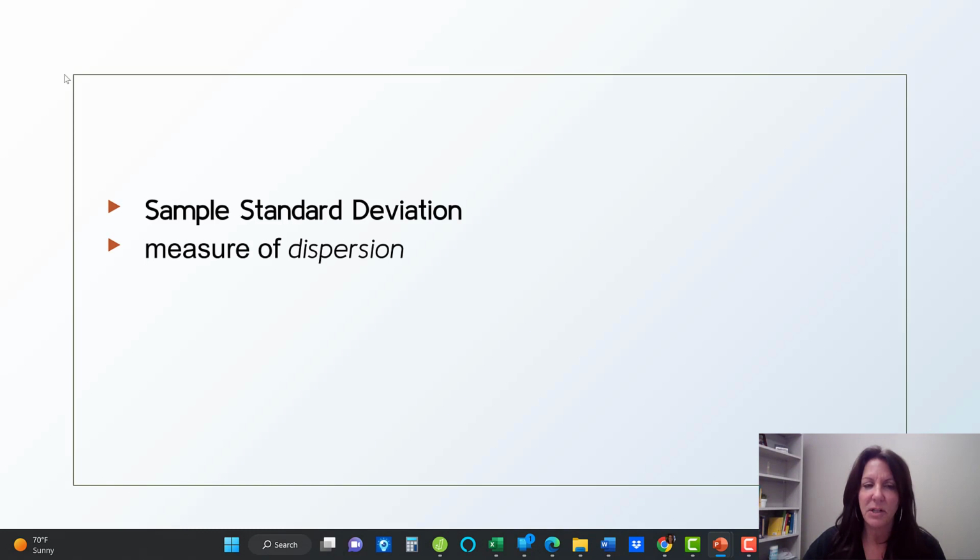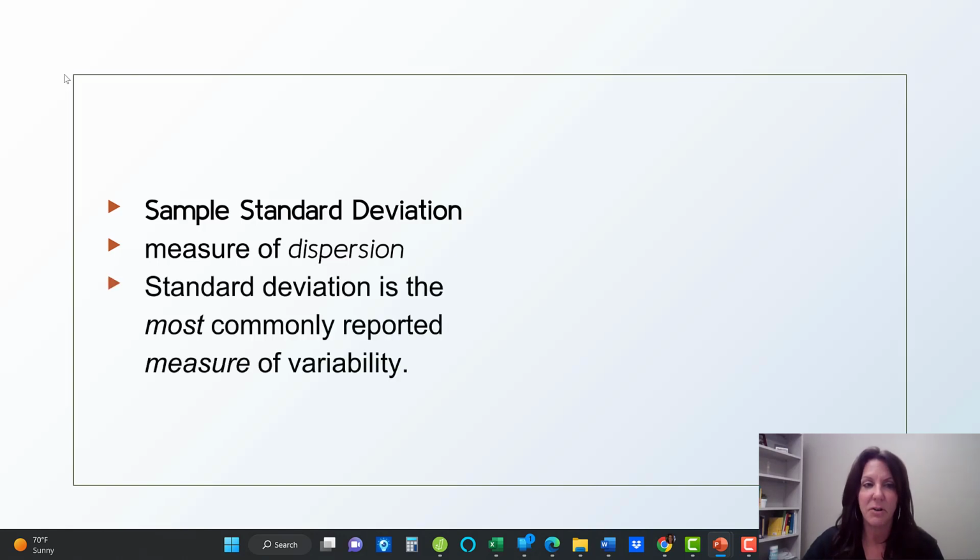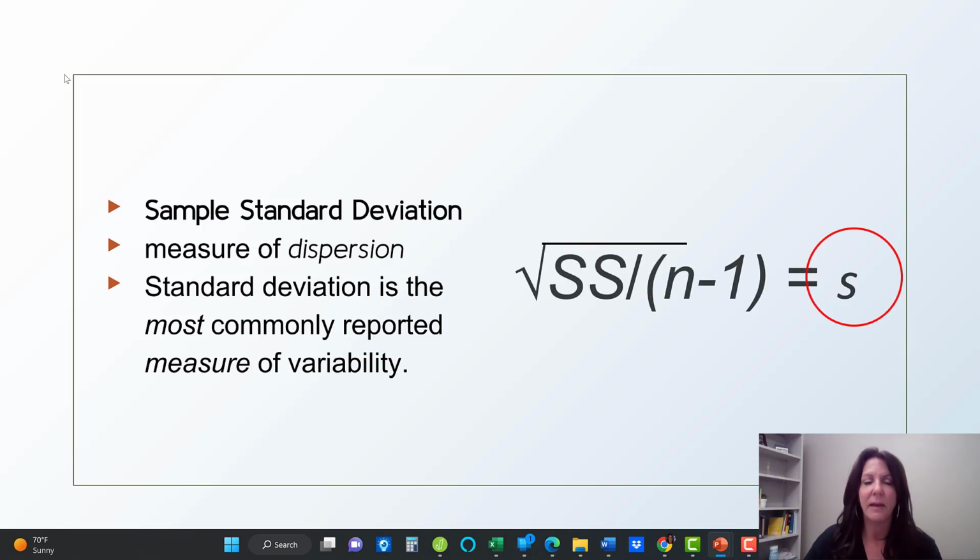The last thing we're going to be talking about is sample standard deviation. So we had population standard deviation, now we have sample standard deviation. Again, standard deviation, whether it be in a population or a sample, is the most commonly reported measure of variability. So here's the symbol and formula for sample standard deviation.